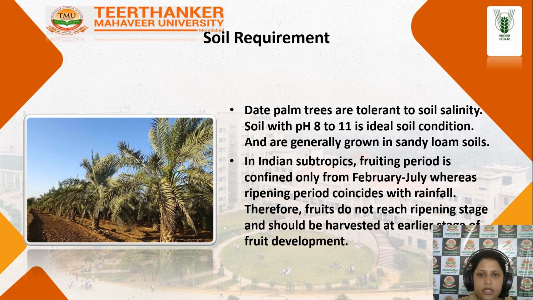Now coming to its soil requirement, date palm trees are tolerant to soil salinity. Soil with a pH of 8 to 11 is ideal for its cultivation, and they are generally grown in sandy loam soils. In the Indian subtropics, the fruiting period is confined only to February to July, whereas the ripening period coincides with rainfall. Therefore, fruits do not reach the ripening stage and should be harvested at an earlier stage of fruit development.